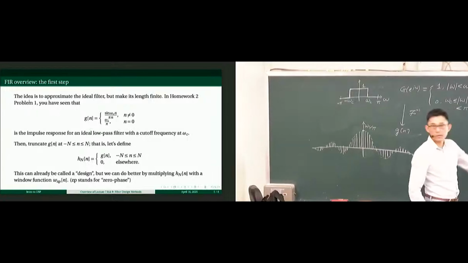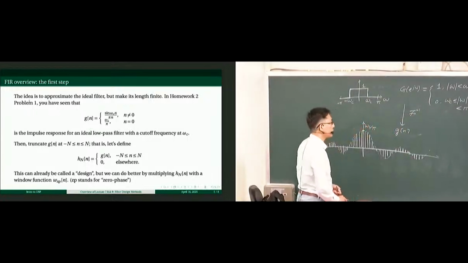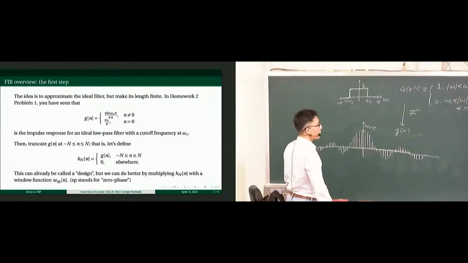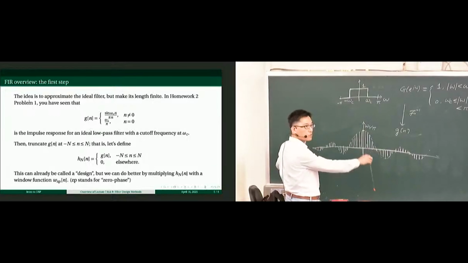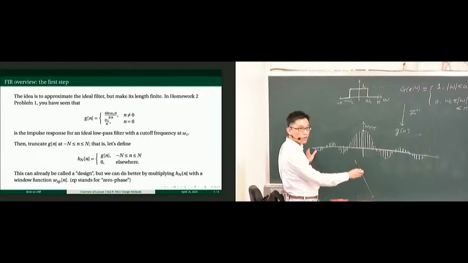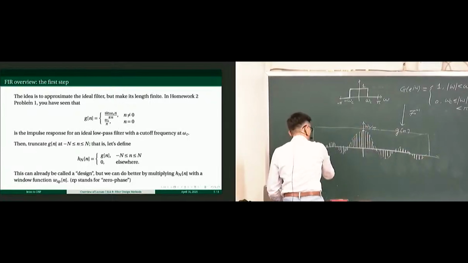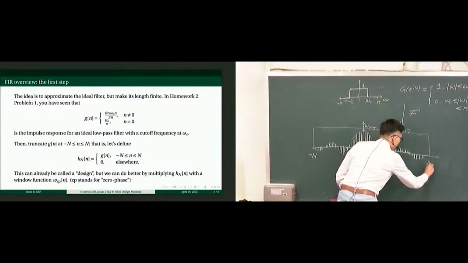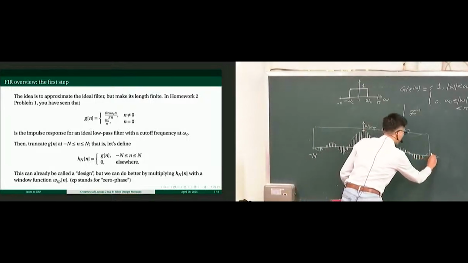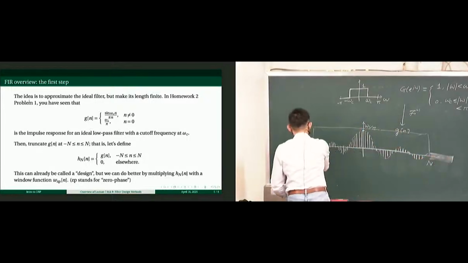So g of n extends out to both sides infinitely, but if we cannot store everything right here, how about storing just the middle part? Practically, you cannot store everything. Let's say this part, maybe I only need so much, maybe from minus N to N, where N can be big, like 256. So let's store the middle part and then forget about everything else. Set everything else to 0.